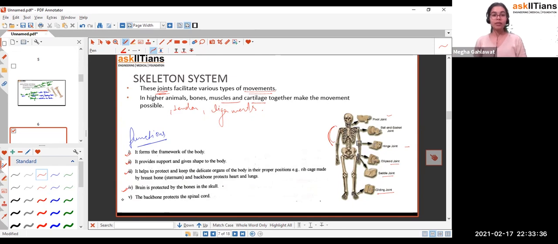And then the backbone protecting the spinal cord. Understand this: the backbone is different and the spinal cord is different. The spinal cord is a bunch of nerves which arise from the brain and spread throughout the entire body. Those major nerves are protected with the help of the backbone. The backbone acts like a column, a hollow column, and through this hollow column runs the spinal cord.